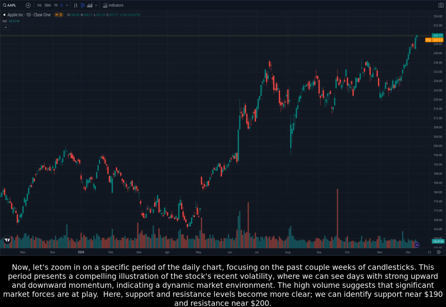Now, let's zoom in on a specific period of the daily chart, focusing on the past couple weeks of candlesticks. This period presents a compelling illustration of the stock's recent volatility, where we can see days with strong upward and downward momentum, indicating a dynamic market environment. The high volume suggests that significant market forces are at play. Here, support and resistance levels become more clear. We can identify support near $190 and resistance near $200.